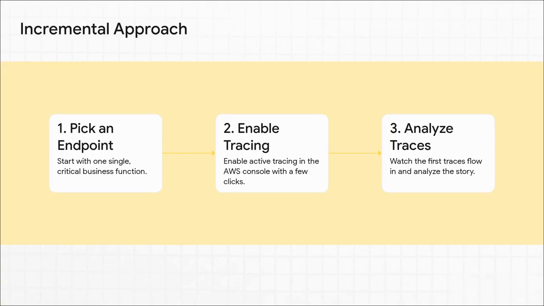Just pick one critical part of your system, maybe your login process or the checkout endpoint. Then, just go into the AWS console for API Gateway or Lambda, and with literally a couple of clicks, you enable active tracing for just that one thing. That's it. Then you just sit back and watch. As those first few traces start to flow in, you'll start to see the story of that request in a way you never have before.